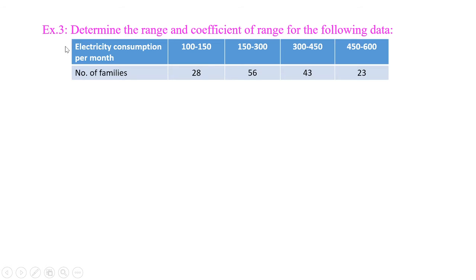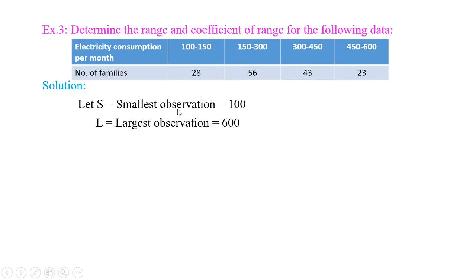Example number 3. This example is a frequency distribution example. Determine the range and coefficient of range for the following data. The given frequency distribution: electricity consumption per month 100 to 150, 150 to 300, 300 to 450, 450 to 600, and the number of families, known as frequency, is 28, 56, 43 and 23.